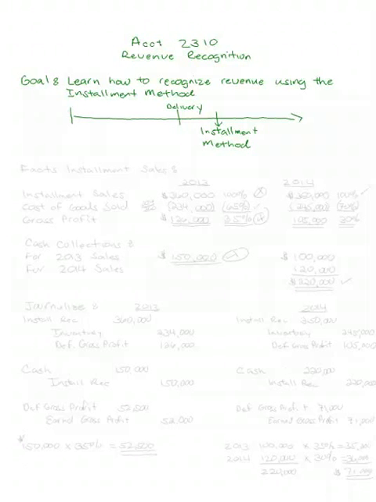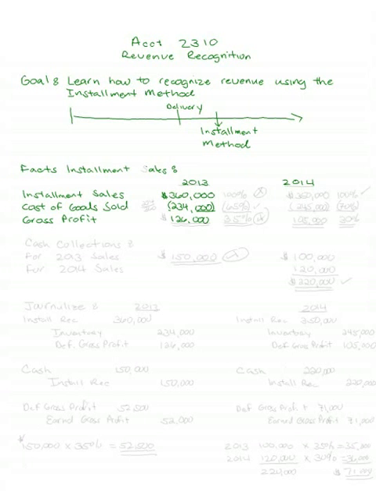Let me bring forward some facts for you to work with. Let me put this on pause and I'll grab some information we can use to move forward with. Let's assume that we're looking at a business that has a lot of sales, only some of which are on the installment basis. And we have some information for 2013.